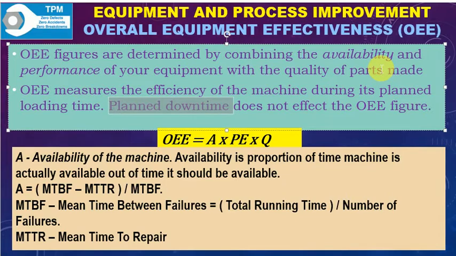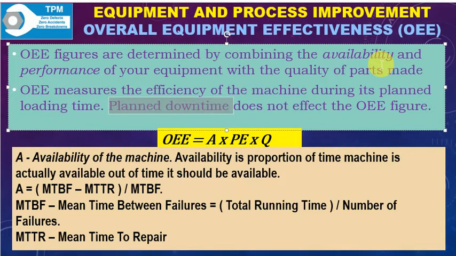So availability consists of different factors. Availability is the proportion of time the machine is actually available out of the time it should be available. Generally, MTBF minus MTTR, mean time between failures minus mean time to repair, upon mean time between failures. So you can calculate the availability from the maintenance point of view.